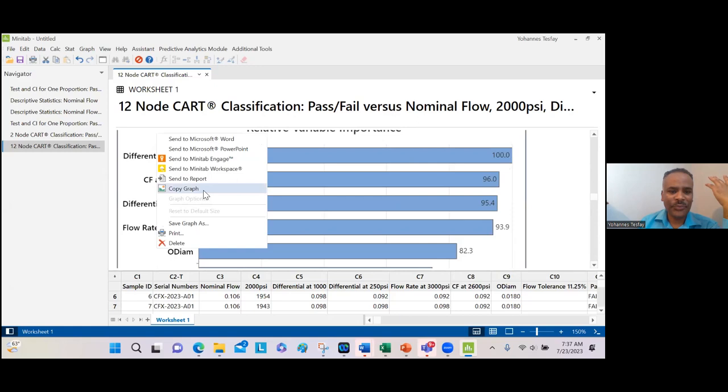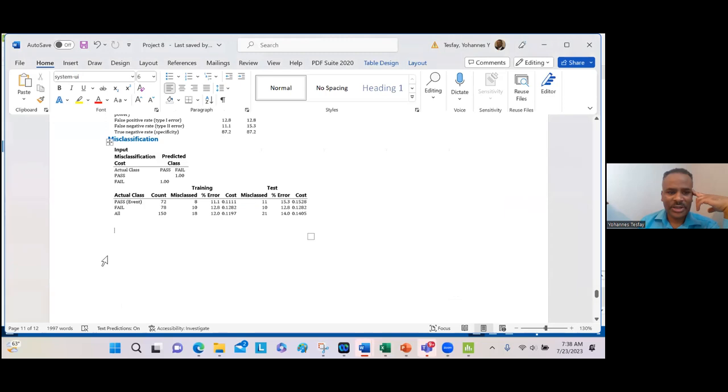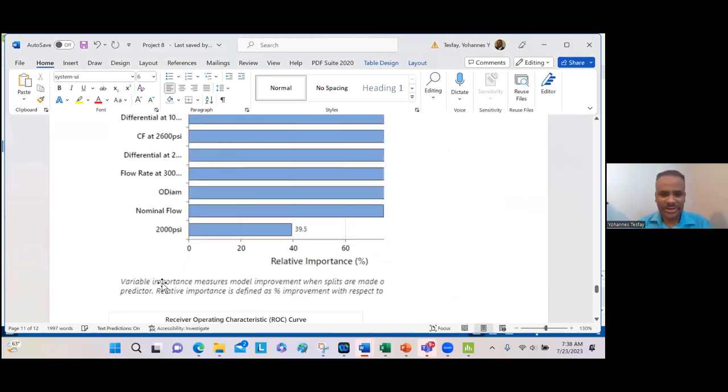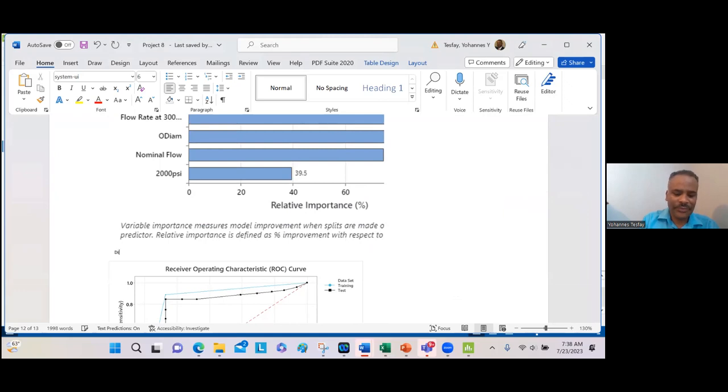is going to just tell you it's not the orifice diameter but it is okay it's not the orifice diameter right here from here the differential at 1000 psi is the most important quality parameter.